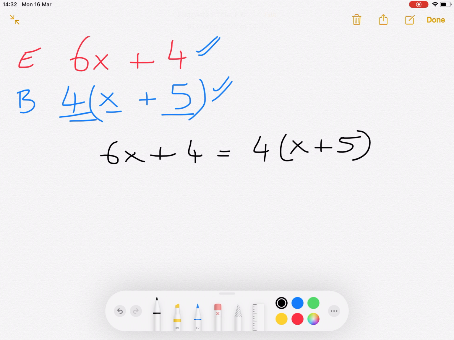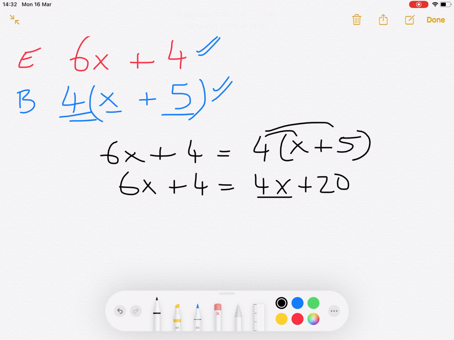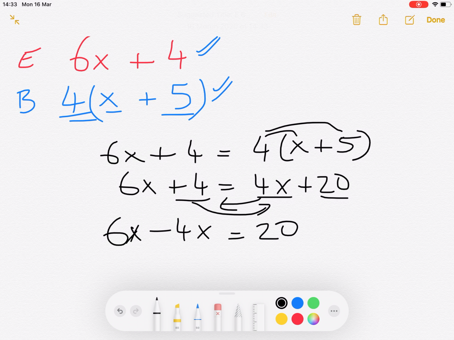So now I'm going to solve for x. Multiply out my brackets to start off. 6x plus 4 is equal to 4x plus 20. I've multiplied 4 by x to give me 4x and 4 by the plus 5 to give me plus 20. Then I've got to move my x's to the left, my numbers to the right. So this is going over here and this is going over there. So I've got 6x. Remember, when I jump to the other side of the equals, it changes sign. So that becomes minus 4x. And I've got 20 over there already. The plus 4 is coming over to become minus 4. So I end up with 2x is equal to 16.